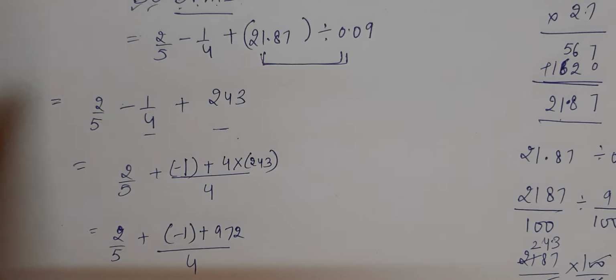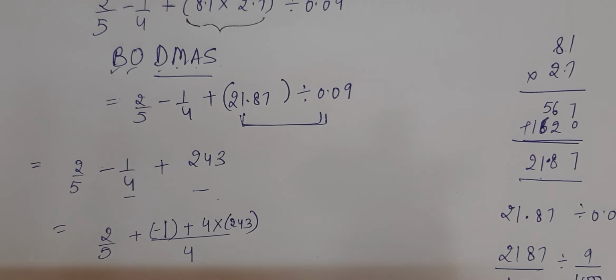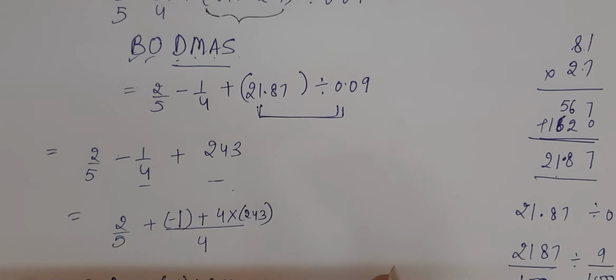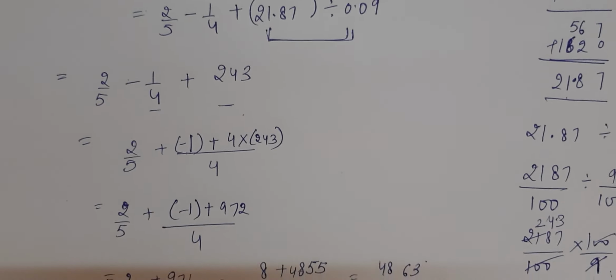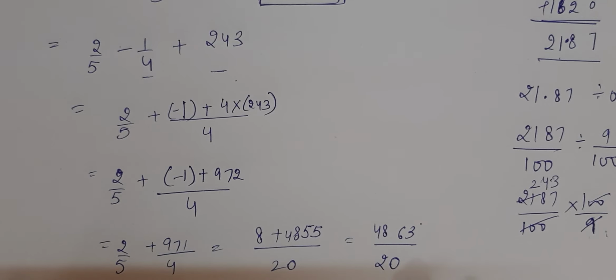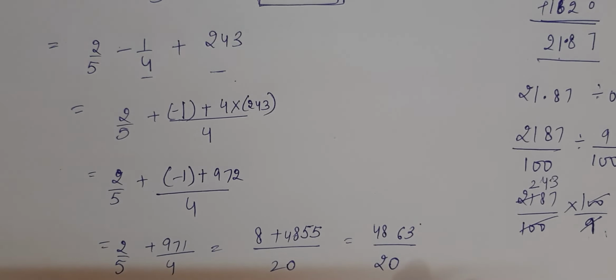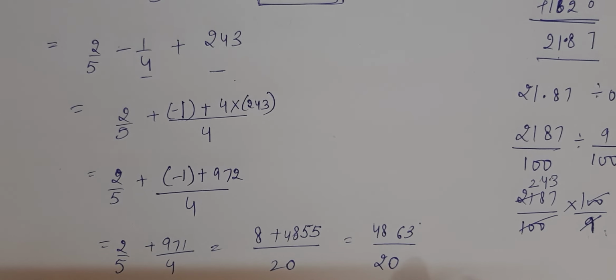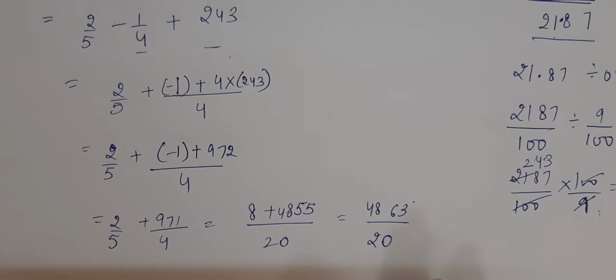I will apply my BODMAS rule here. First I will solve the bracket. Then I solve division. Then after that I solve the addition term because there is no multiplication term. Then I solve the subtraction or addition term. As the subtraction also got into addition because 972 was bigger than -1, the term got positive, and hence the answer is 4863 by 20.